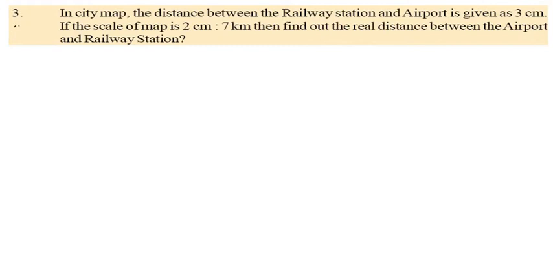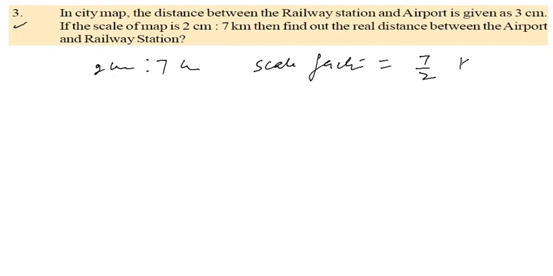Now come to the third question. In a city map, the distance between the railway station and the airport is given as 3 centimeters. If the scale of the map is 2 centimeter raised to 7 kilometer, so 2 centimeter raised to 7 kilometer, then find out the real distance of the airport. So you can say here the scale factor is equal to 7 by 2 kilometers.